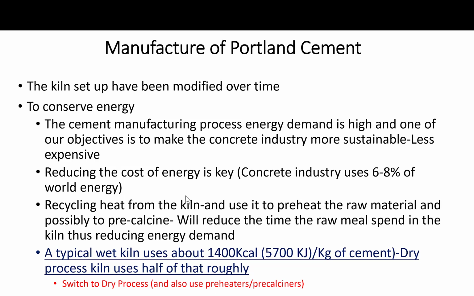Just to give you an order of magnitude or a feel of the energy consumption, a typical wet kiln uses about 5,700 kilojoules per kilogram of cement. The dry process kiln uses maybe half of that roughly. That's why the switch to dry process and the use of preheaters and pre-calciners came to be, because of the savings it offers in the energy consumption.